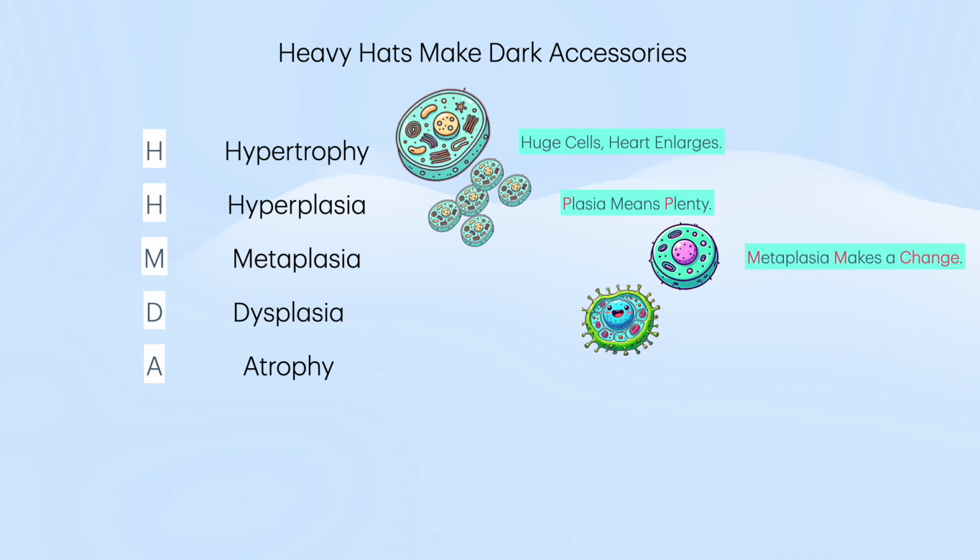D is for dysplasia. This is disorganized cell growth, often a warning sign for cancer. Think of dysplasia as disorganized. A is for atrophy. Cells decrease in size or number, like when muscles shrink due to disuse. An easy way to remember is a tiny organ.